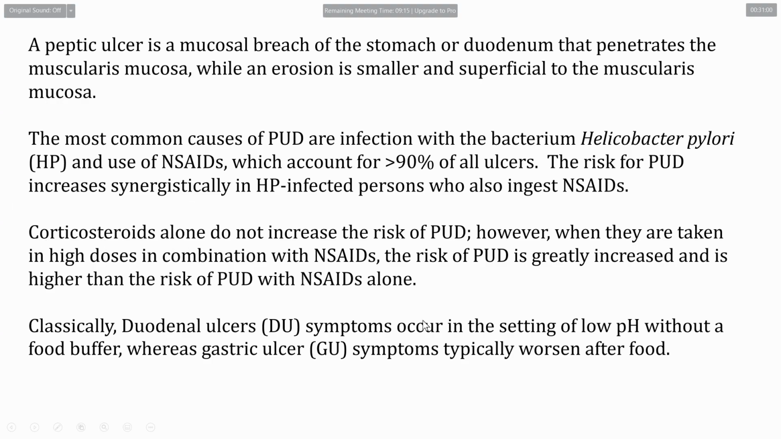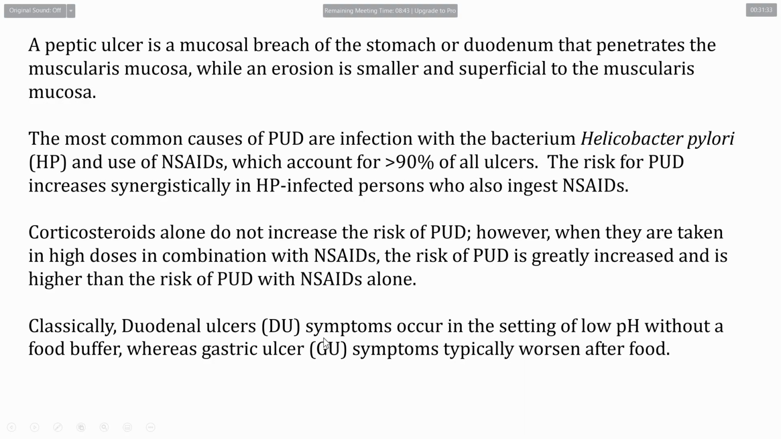Duodenal ulcer symptoms, this is what we always say. Duodenal ulcers are associated with hyperacidity, hyperchlorhydria. So you need high acid output to make duodenal ulcers, whereas gastric ulcers are usually not associated with hyperchlorhydria. They're actually associated with hypochlorhydria. Gastric ulcers are usually worse after food.